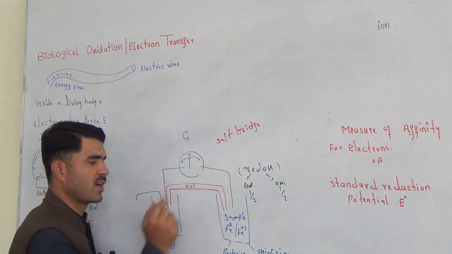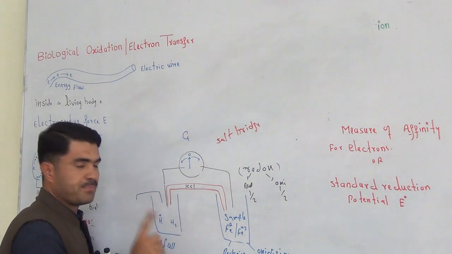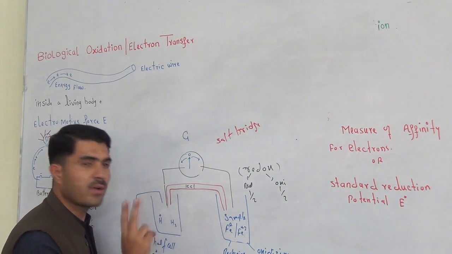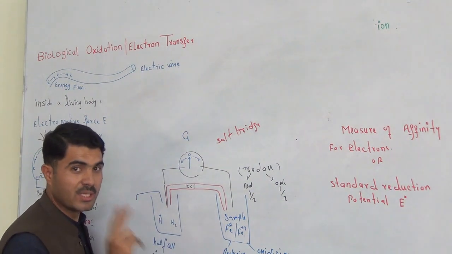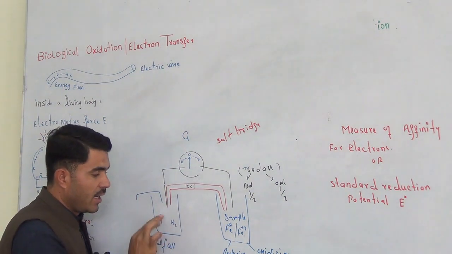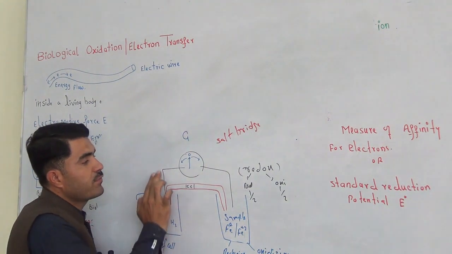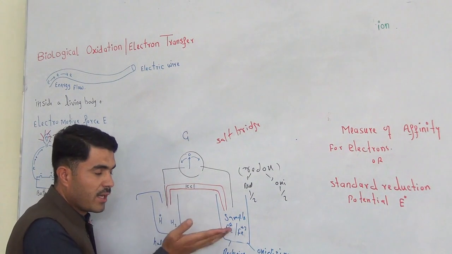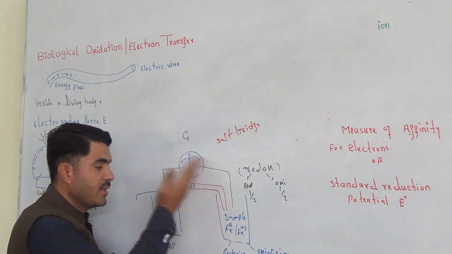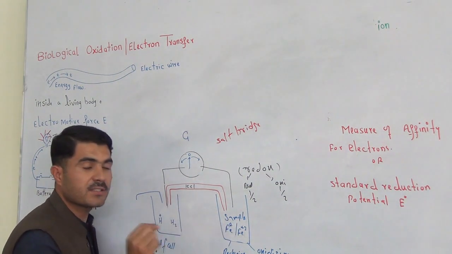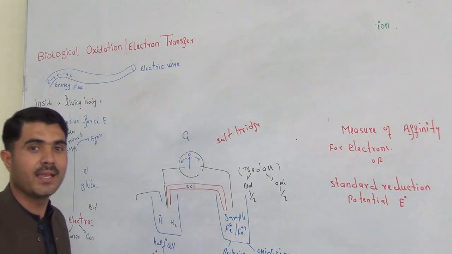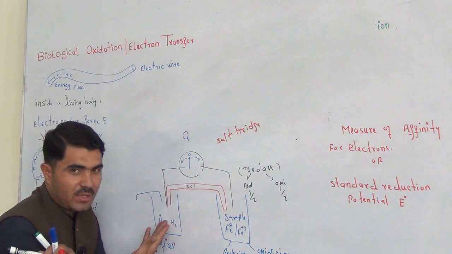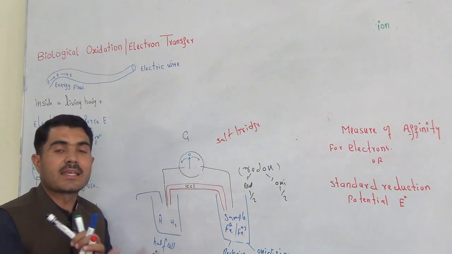Okay, so this was the salt bridge. When you connect these two cells, then one of two possibilities will take place. Either the electron will start flowing from this cell towards that cell, or the electron will start flowing from that cell towards this cell. It depends upon which cell will lose electrons in comparison with the standard, and which cell will gain electrons.